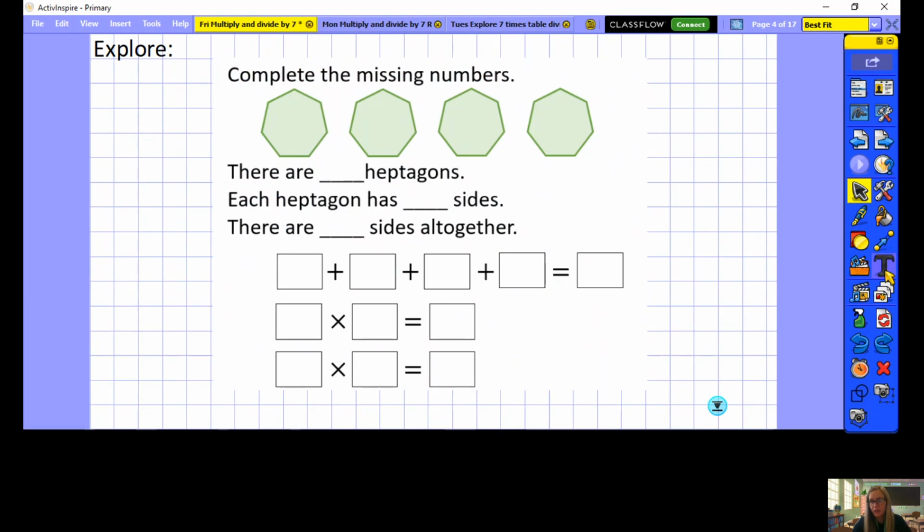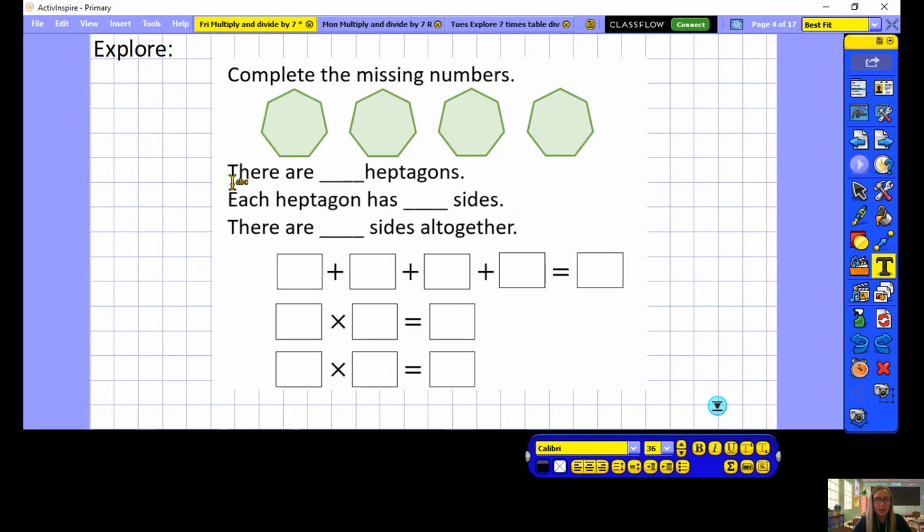OK, so let's have a look at the visual representation we have got here. So it says complete the missing numbers. So here we've got some heptagons and I want you to complete the sentence. So it says there are something heptagons. So we can see that there are 4 heptagons on this, and each heptagon has how many sides? Well, a heptagon, I know, has 7 sides, and we're learning about our 7 times table, aren't we? So we could count them if we need to double check, but each of these shapes has 7 sides.